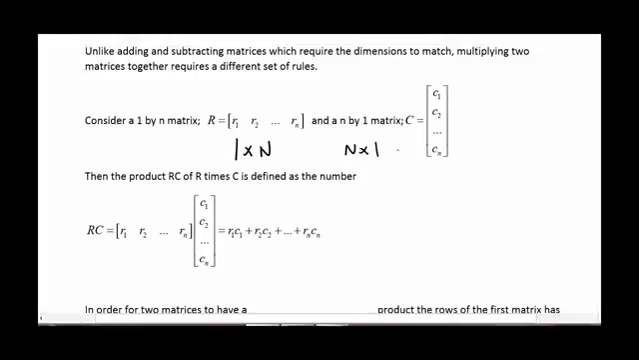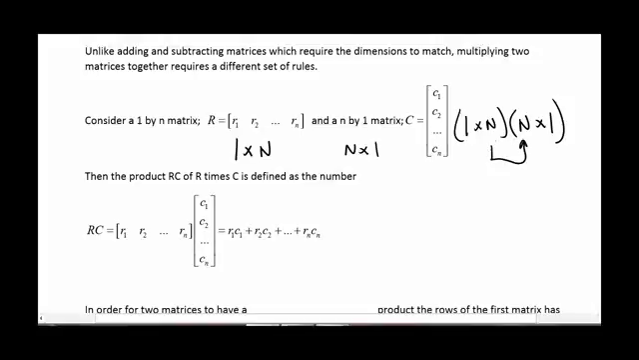Again, the first number is the row, the second number is the column. And I can multiply this. Let me kind of show you how this looks here. So I am multiplying the two matrices together.